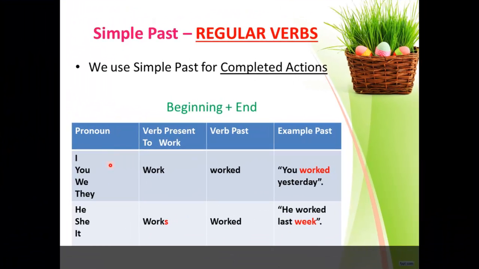For present, I have I, you, we, they, he, she, it. I, you, we, they work. He, she, it works. For past is the same conjugation. Worked, worked. Example, you worked yesterday. He worked last week.